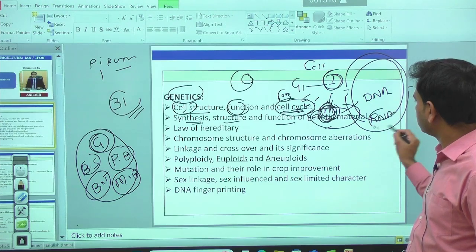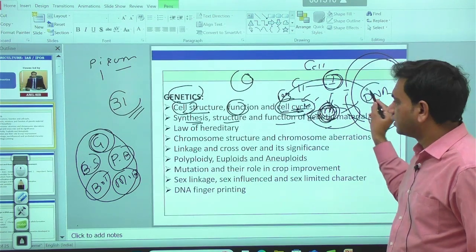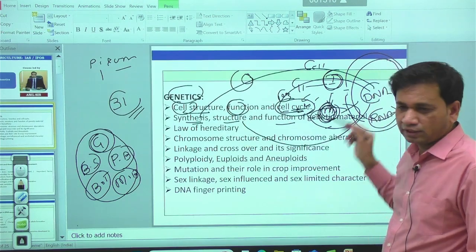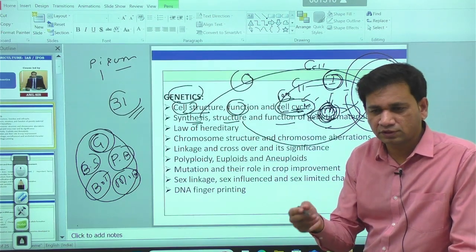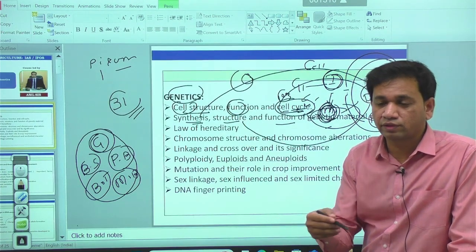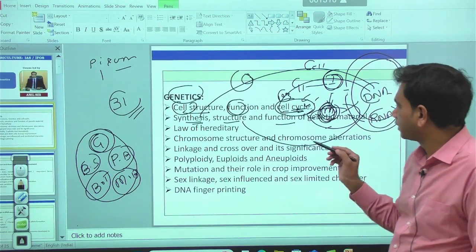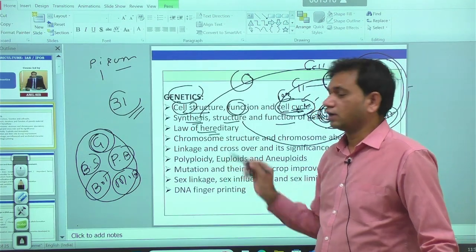So there you will be discussing the functions of the DNA, structure of the DNA, and how the synthesis of the DNA is going to take place. Synthesis means the biosynthetic pathway for the production of the DNA particles. Then apart from that, we have the laws of heredity.